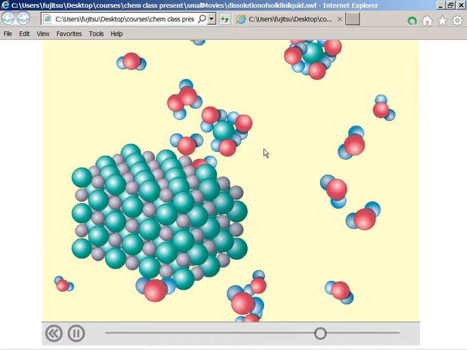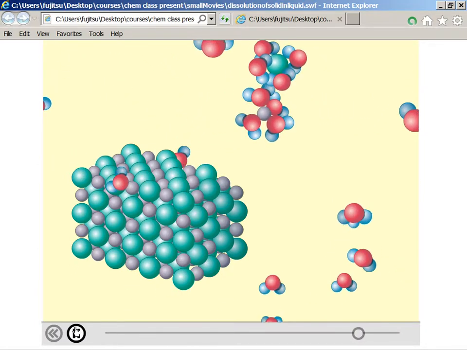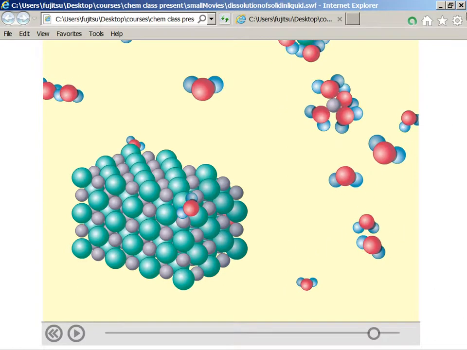Compounds that do this, that dissolve, are soluble. Ones that don't are not soluble but insoluble. Exactly. Okay.